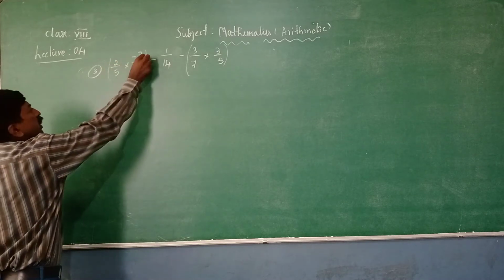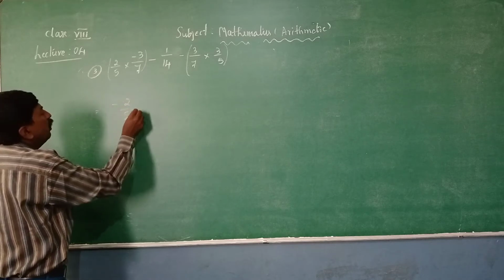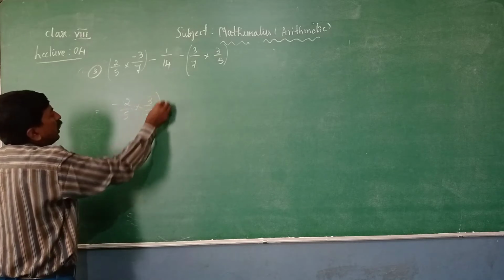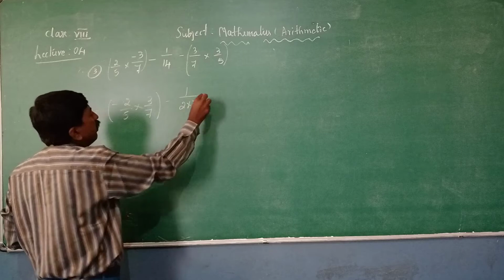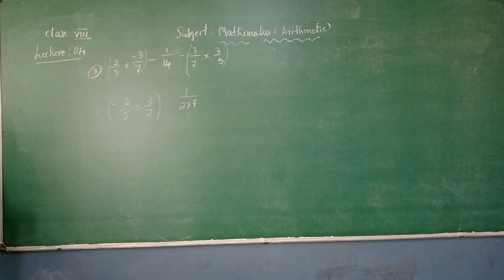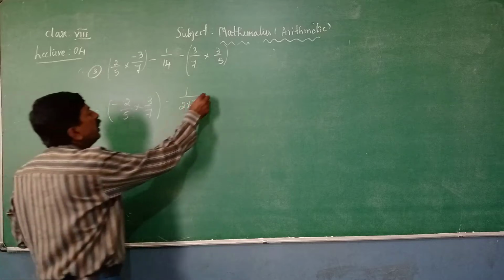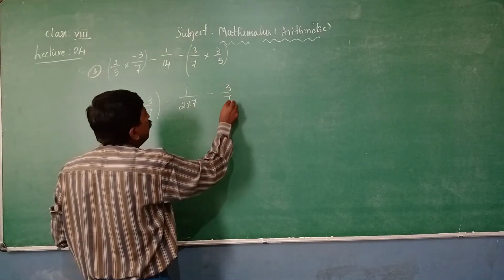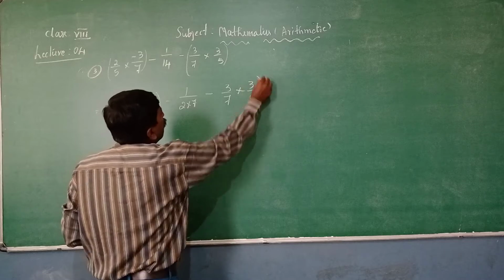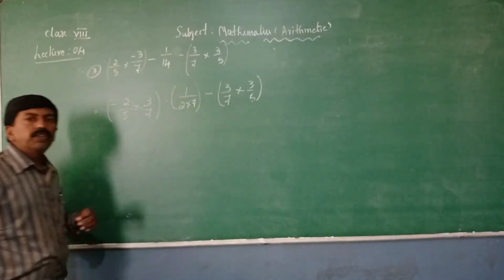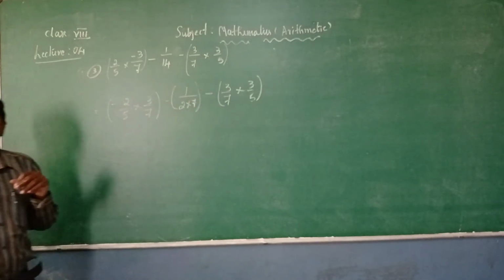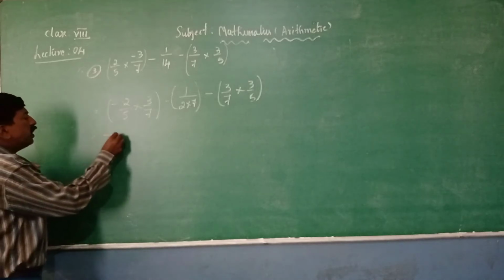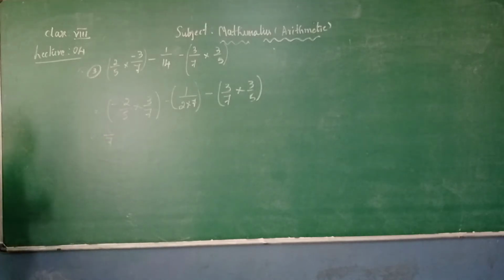So plus into minus is minus. 2 by 5 into 3 by 7, I will write as it is, minus 1 by 14, which can be written as 2 into 7. Now minus 3 by 7 into 3 by 5. Observe these three rational numbers. Here also 1 by 7, here also 1 by 7, here also 1 by 7. So you can take 1 by 7 as a common factor.